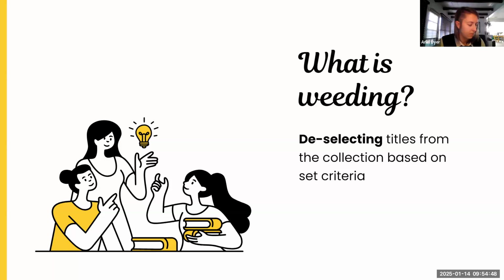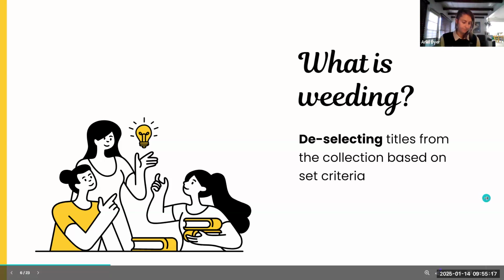Okay, so sorry. What is weeding? Weeding is gardening. And gardening, if any of you garden, it's pulling out the unwanted stuff, right? So it's deselecting titles from the collection, but not just willy-nilly. We're not just throwing out titles and having sort of a bonfire in the back of the library. We are having a set criteria that we follow and guidelines that we adhere to.